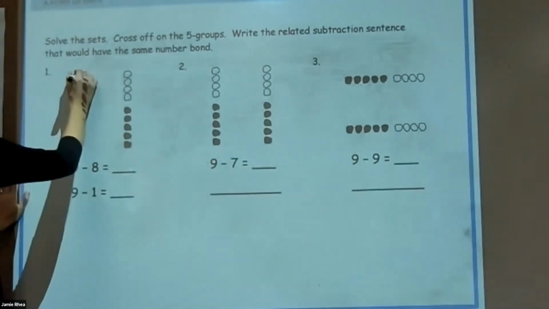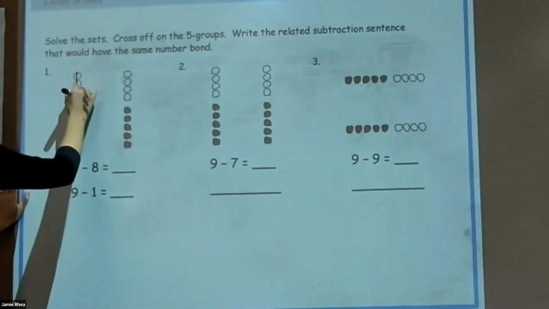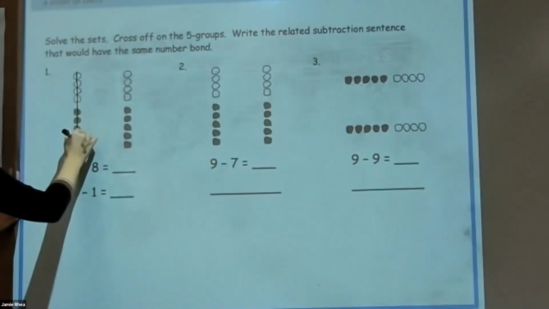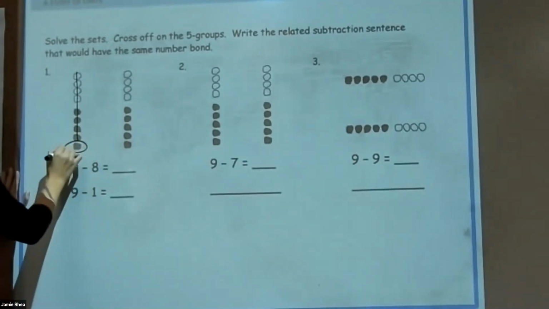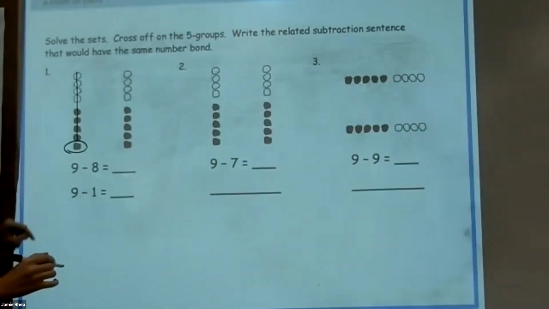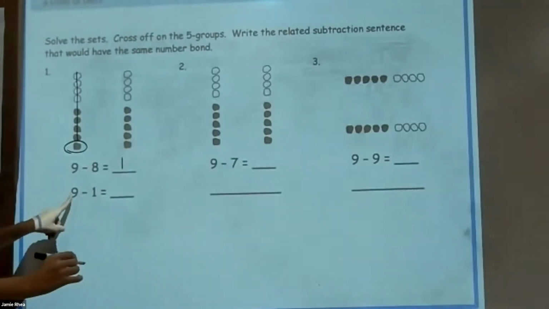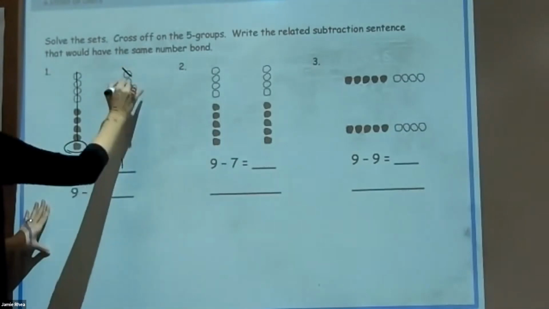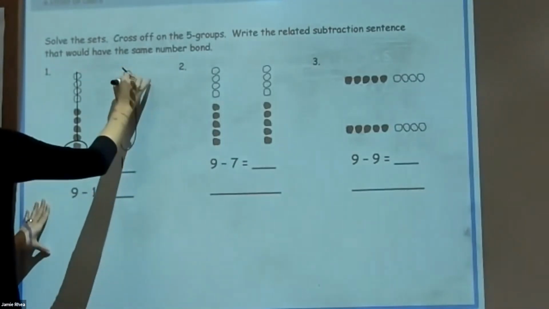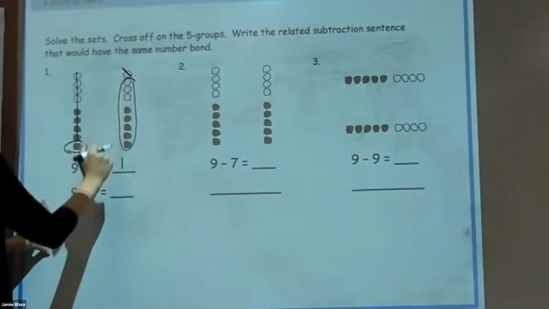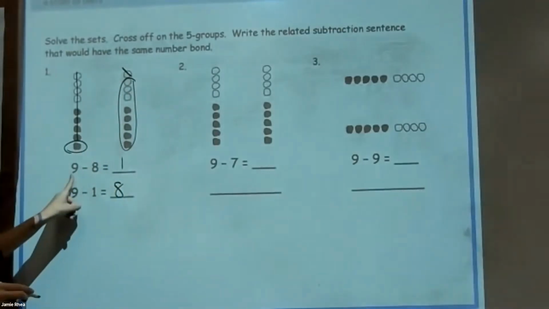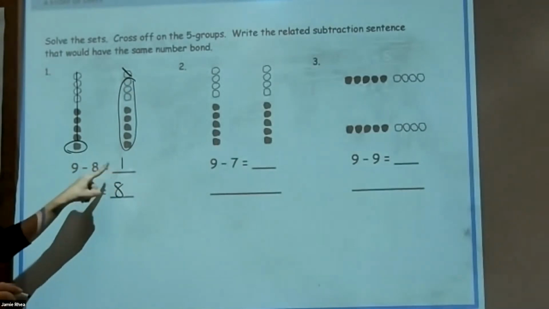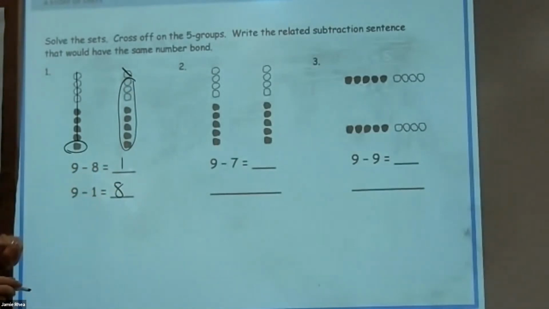So 1, 2, 3, 4, 5, 6, 7, 8. There's my 8. That leaves me with 1. So I'm going to write 1. 9 minus 1. I'm going to mark off 1. That left me with 5, 6, 7, 8. Do you see how they're similar? You just flip the last 2 numbers. 9 minus 8 equals 1. 9 minus 1 equals 8.